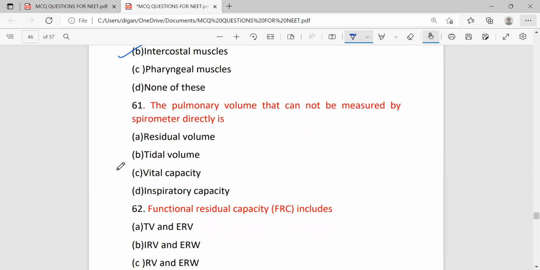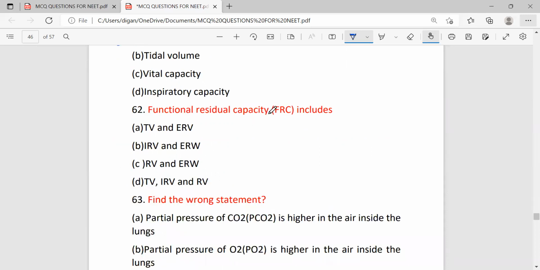For 61, the pulmonary volume that cannot be measured by spirometer directly is, option is A, residual volume. For 62, functional residual capacity, FRC, includes, option is C, RV and ERV.